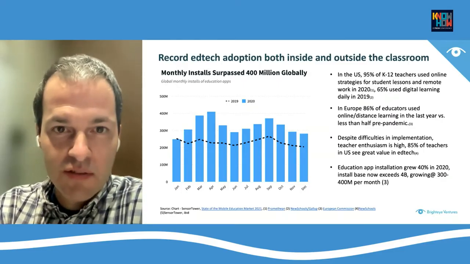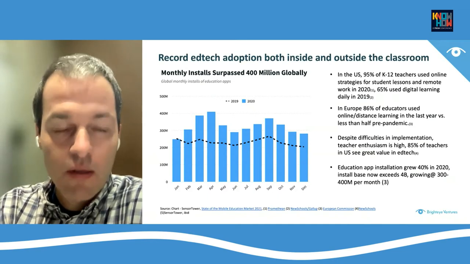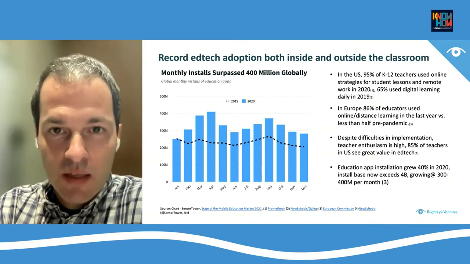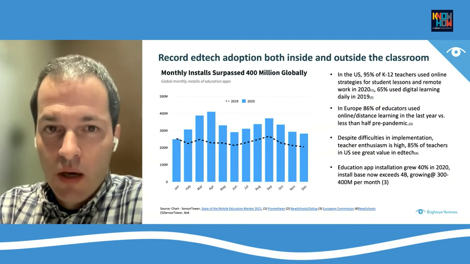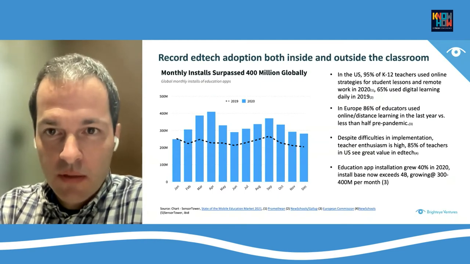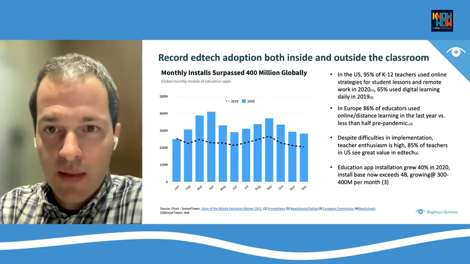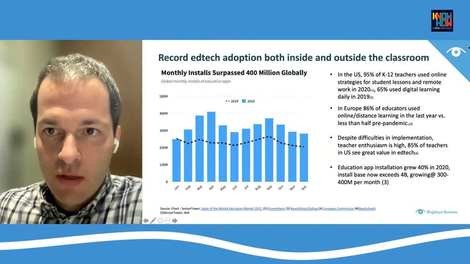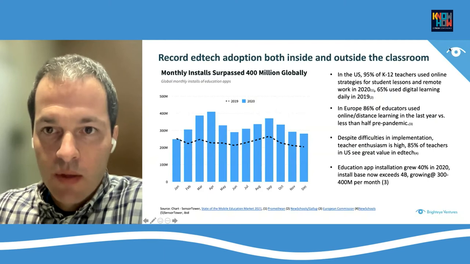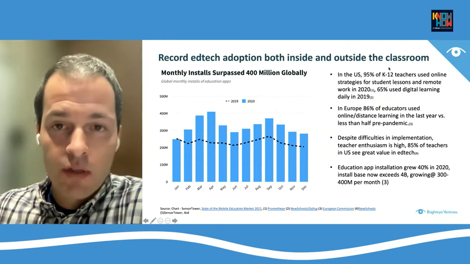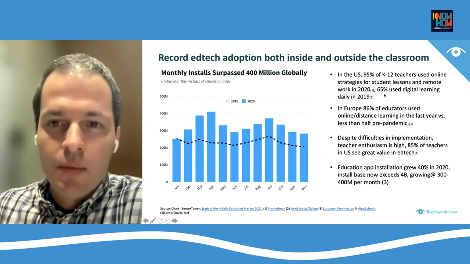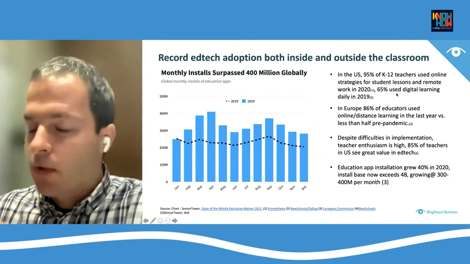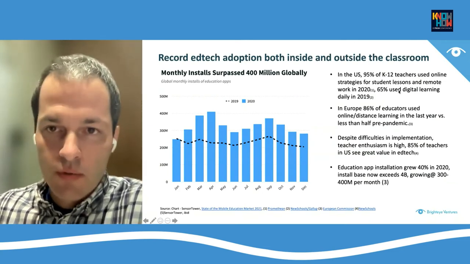I think the first thing to realize, that probably everyone who's listening has some experience in, is that the rate of adoption of EdTech, both inside and outside the classroom, really skyrocketed in the last year. COVID was a big force behind that. But just to give some sense of it, 95% of K-12 teachers in the U.S. used online strategies in the last year, versus maybe 65% using digital online strategies daily in the classroom the previous year. So quite a spike in the U.S.